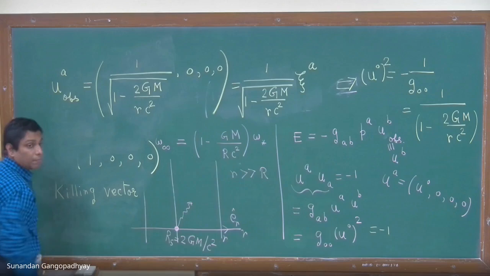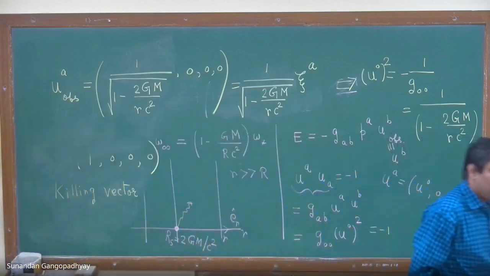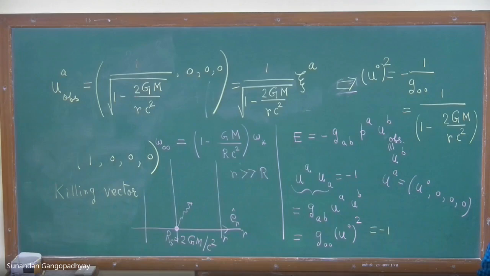So depending upon the metric, the killing vectors will be different for different symmetries. This particular metric is a static metric because the metric components do not have any t dependence. So if you move along the t direction, there will be no change. So moving along the t direction is a symmetry. So this is a time translational symmetry. So this vector is a timelike killing vector.